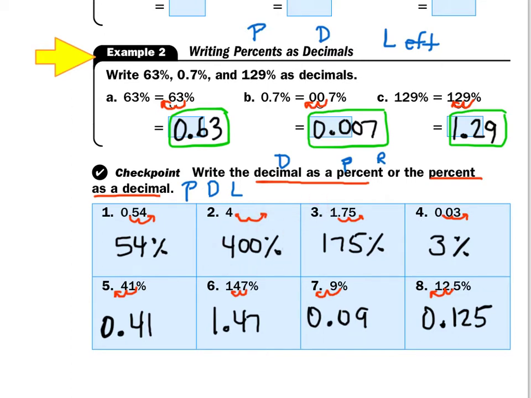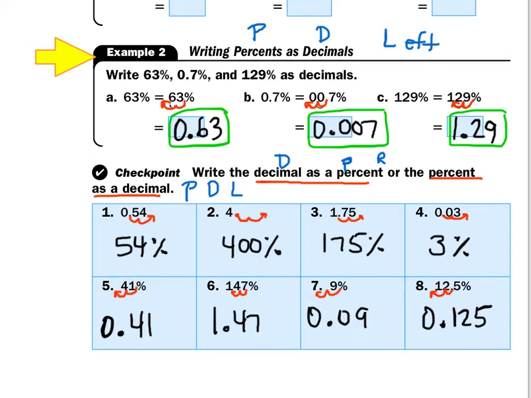Take a look at 3. If I have 1.75 and I want to make it a percent, grab the decimal point, move it 2 places to the right, and that would be 175%. And take a look at number 4. If I have 0.03, grab the decimal point, move it 2 places to the right, and that would give me 3%. All right, and that's the kitty chasing a little Lego around the house.